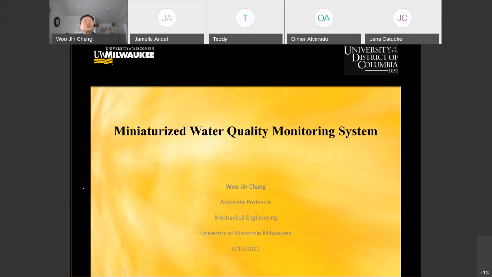Okay, so today I'd like to talk about the miniaturized water quality monitoring system. And as you know, water quality has recently become a very critical issue, and it is well known that even in the United States, multiple millions of people suffer from contaminated water every day. So water quality monitoring is quite a huge issue even in the 21st century.